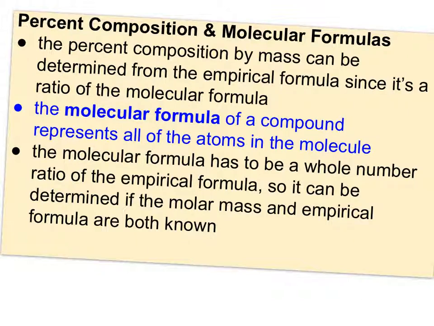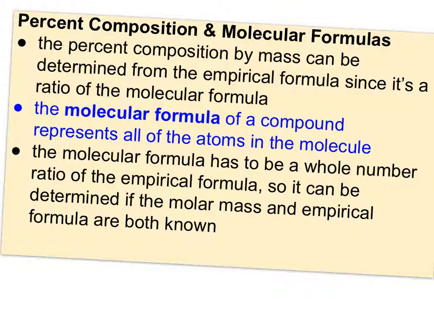The molecular formula of a compound represents all the atoms in the molecule. So not just the simplest ratio, but how many actual atoms of each element do you need to make that molecule. So the molecular formula has to be a whole number multiple of the empirical formula. You can't have 1.5 oxygen atoms. You can have 1 or you can have 2, but you can't have 1.5. So if you know the molar mass and you know the empirical formula, you can easily find the molecular formula.